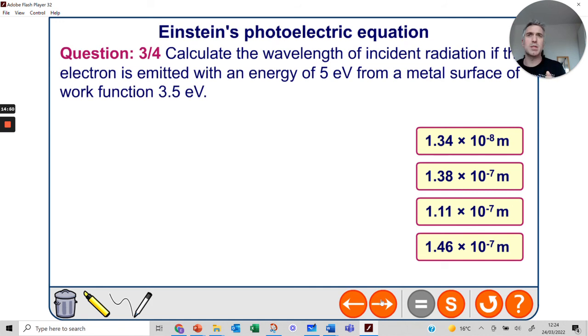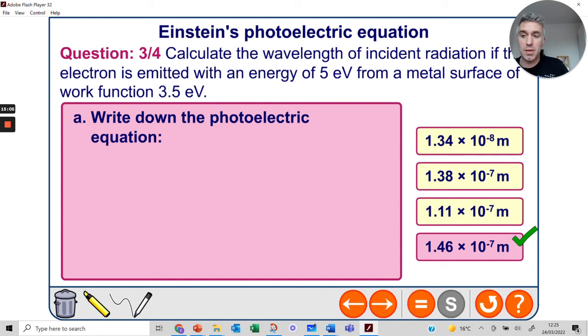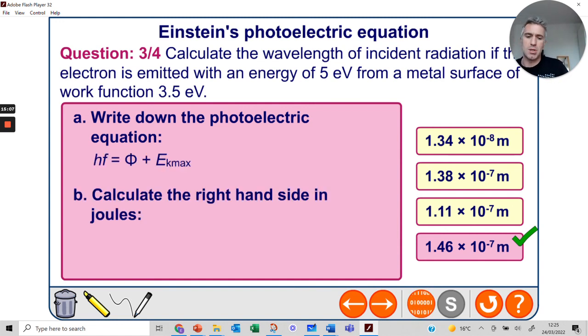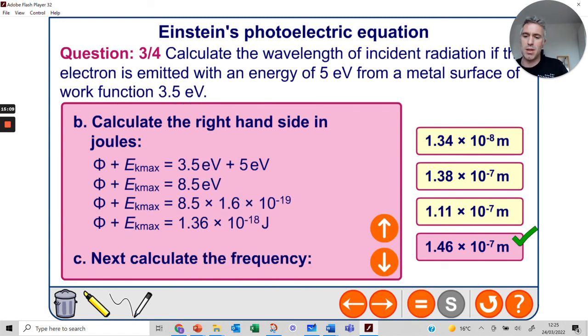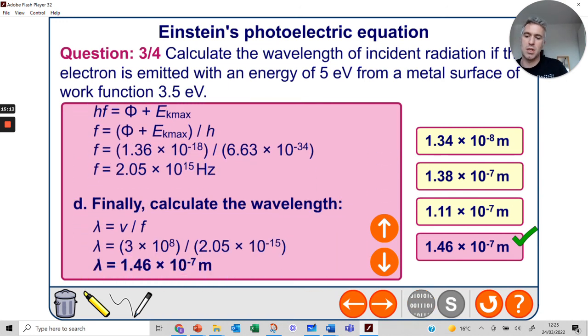So that gives us the frequency. I panicked because I couldn't work it out, but it was asking for the wavelength instead of the frequency. So same process: you work out the energy, you divide that by Planck's constant to get the frequency, and then you convert that into the wavelength. Speed of light divided by the frequency.